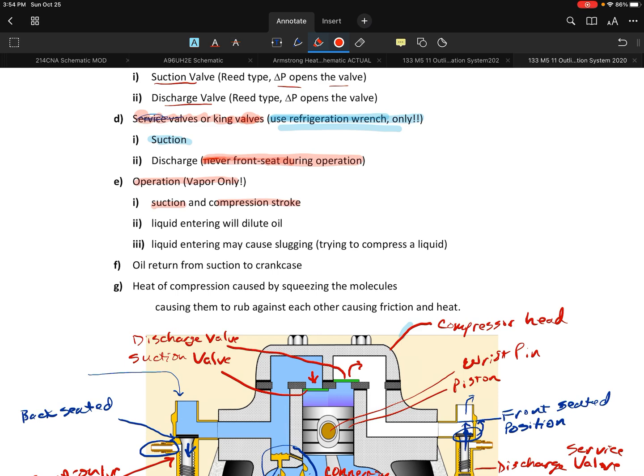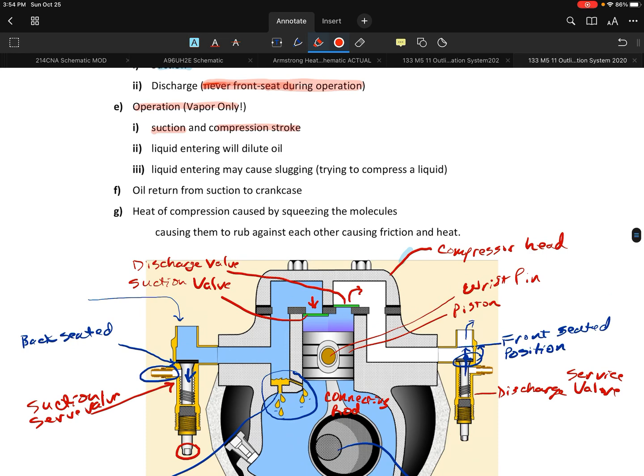Now you remember when we went through that in the video or in the PowerPoint, the suction stroke was where we brought new gas in, and the compression stroke was where we were compressing that gas, is the way that was set up. All right. Now, one of the things that also is going on, you know, they talk about liquid entering will dilute the oil. Now, what do we mean by that? So, what we mean by that is if you've got liquid refrigerant, so this should be vapor only. And I'm saying vapor refrigerant only.